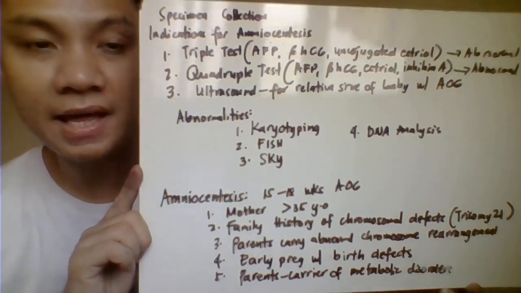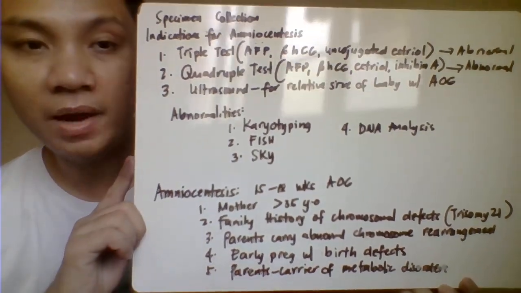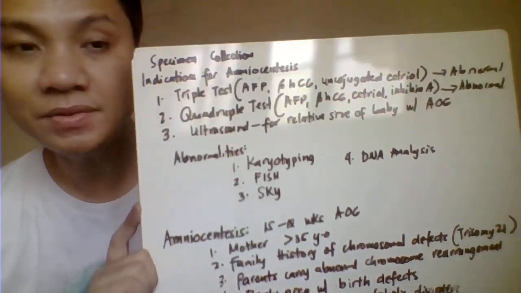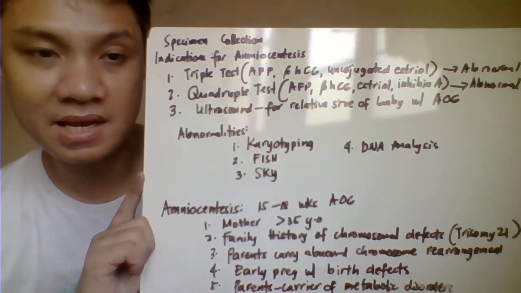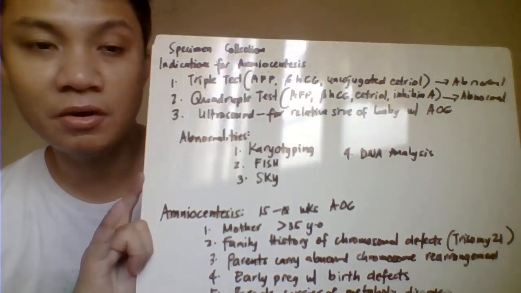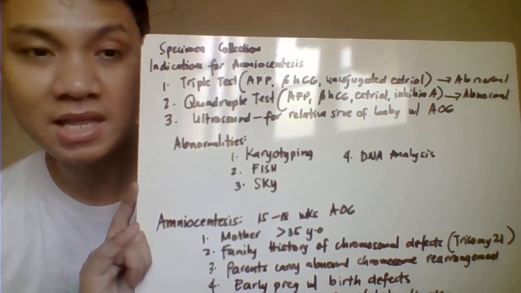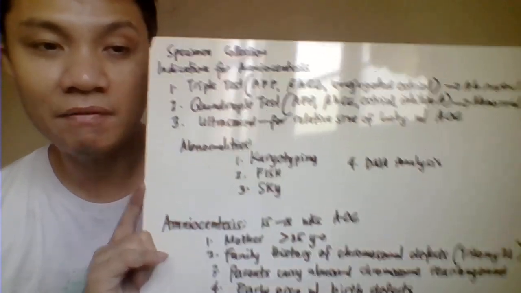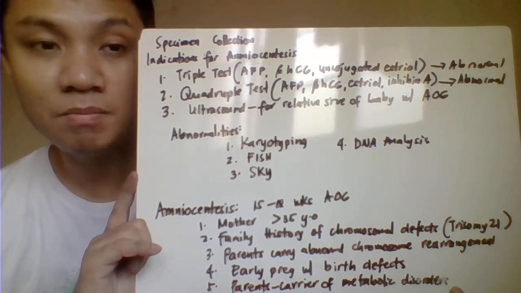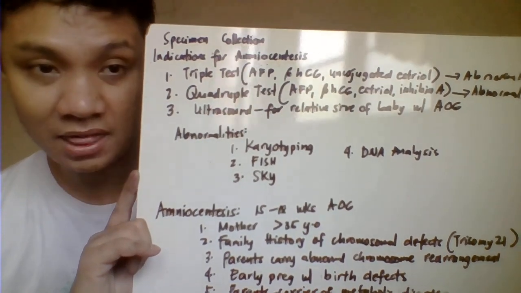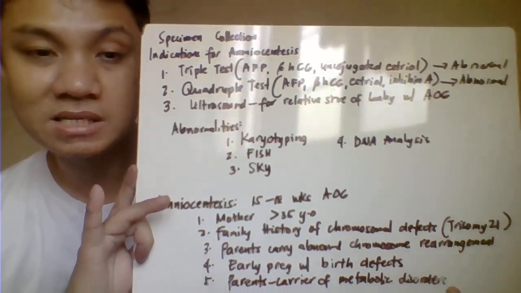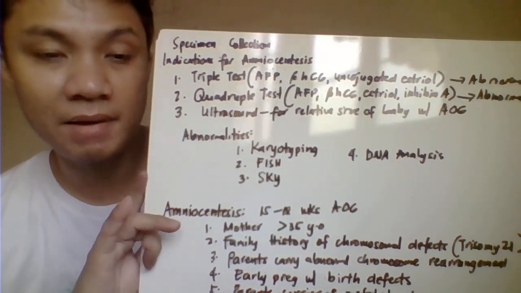Okay, then we have here the indications. Okay, when to perform here the amniocentesis to check for the abnormality. The first one, we have here your triple tests, which are your alpha-fetoprotein, your beta-human chorionic gonadotropin, and your estriol would have abnormal result. Pag abnormal siya, mean to say there's something wrong. Therefore, you need to perform amniocentesis to check for that. Or you could have your quadruple test here.